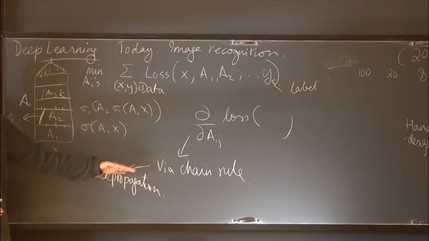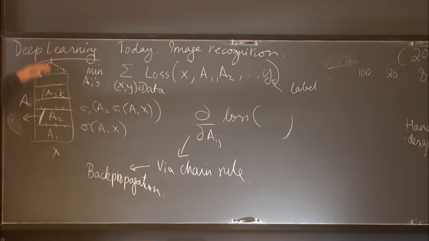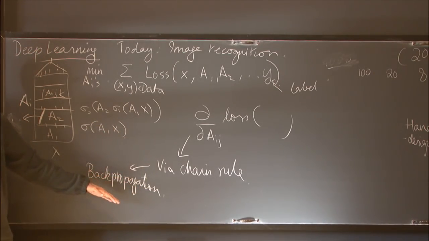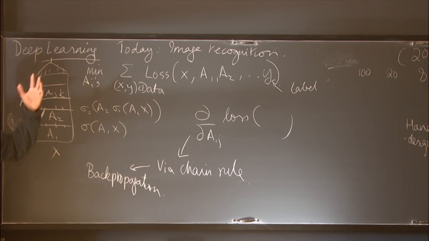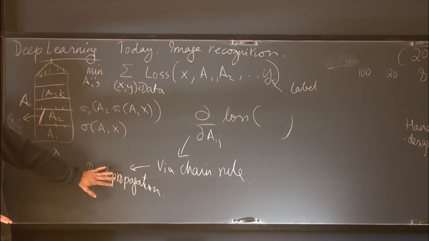So instead of a quadratic time algorithm, what you would expect, quadratic in the size of this network, it's actually linear. And that's a big deal, because these networks have millions of parameters. So quadratic would be very large, but linear is fine for today's computers. So this is important, but it's been known for 30, 40 years.